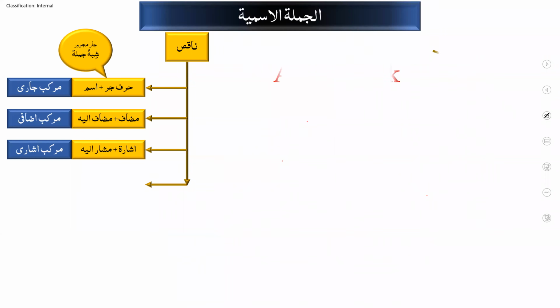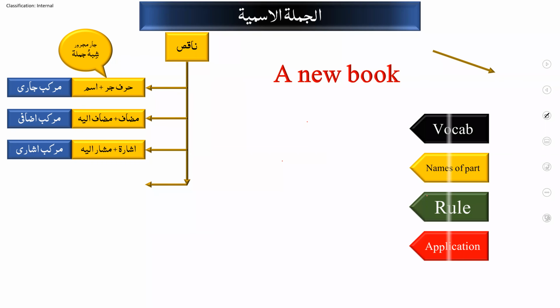So now I have a phrase, a new book. From those words, you can have an idea it is an incomplete sentence, because it does not give any meaning. A new book. What is a new? What is for new book? A new book. So first we'll construct it, then we'll come back inshallah later on.